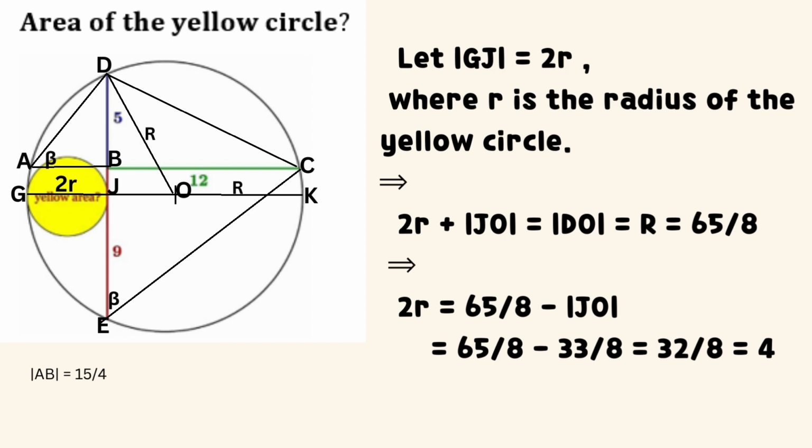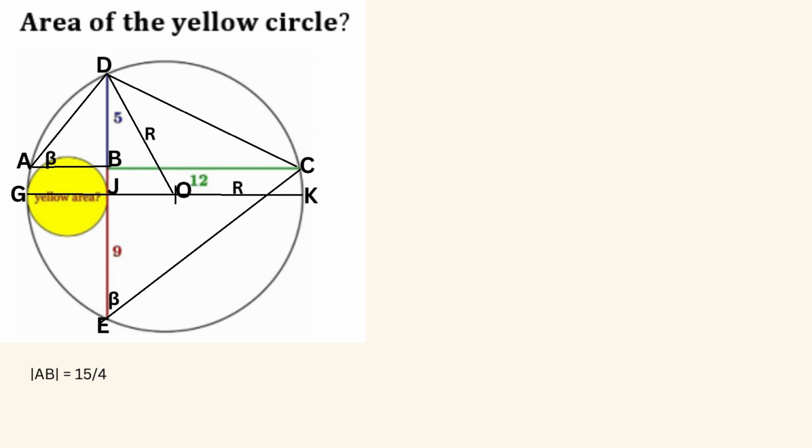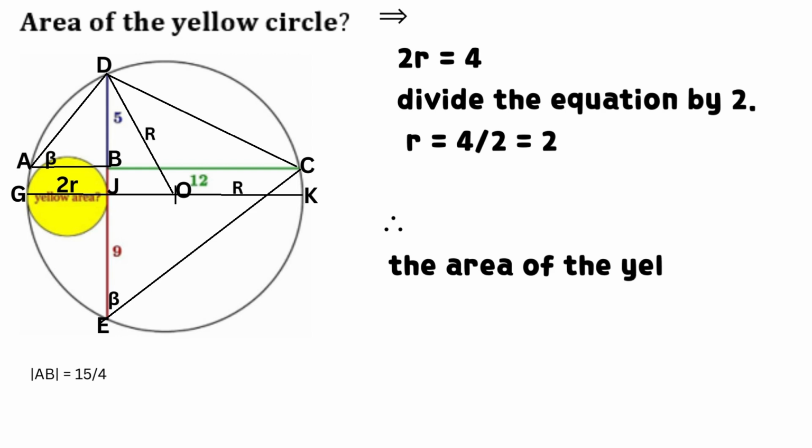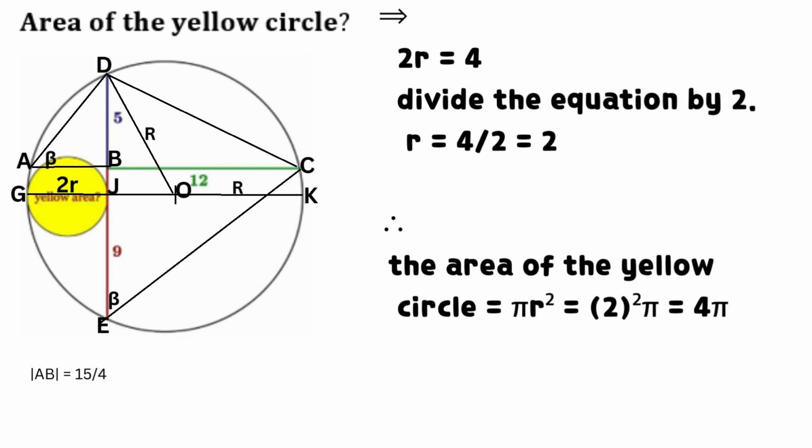After substitution and simplification of values, it implies that 2 times r equals 4. Divide the equation by 2 and we have that r equals half of 4, which equals 2. Therefore, the area of the yellow circle equals the product of pi and the square of r, which equals 4 times pi in square units.